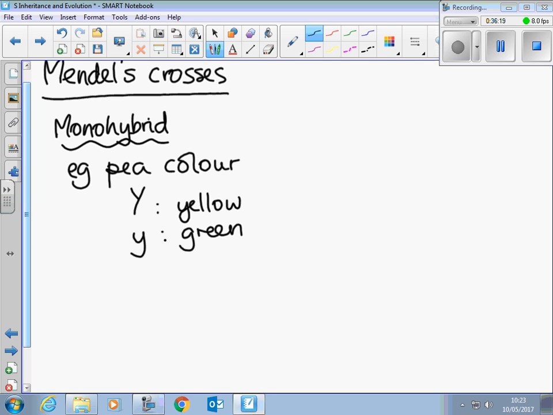That's a curious one. Okay. So big G for green pods, little g for yellow pods. Okay, I haven't come across... Right, the pod colour is not something I've come across. That's a curious one. Yeah. Okay.